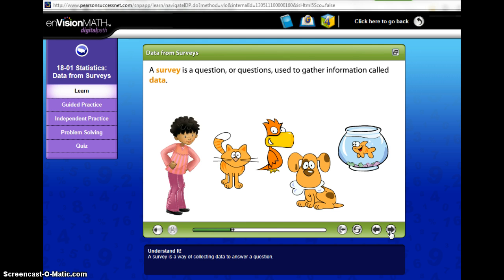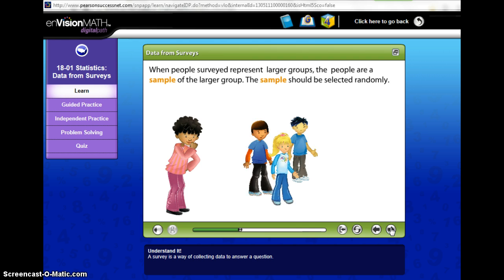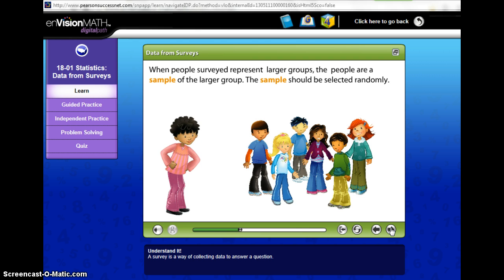A survey is a question, or it could be more than one question, and it gathers information, and that information is what we call the data. Now, when people surveyed represent larger groups, then we call that group a sample. For example, if I surveyed the whole school, that's one thing, but I'm going to take a sample of our school just by taking the results from my classroom.